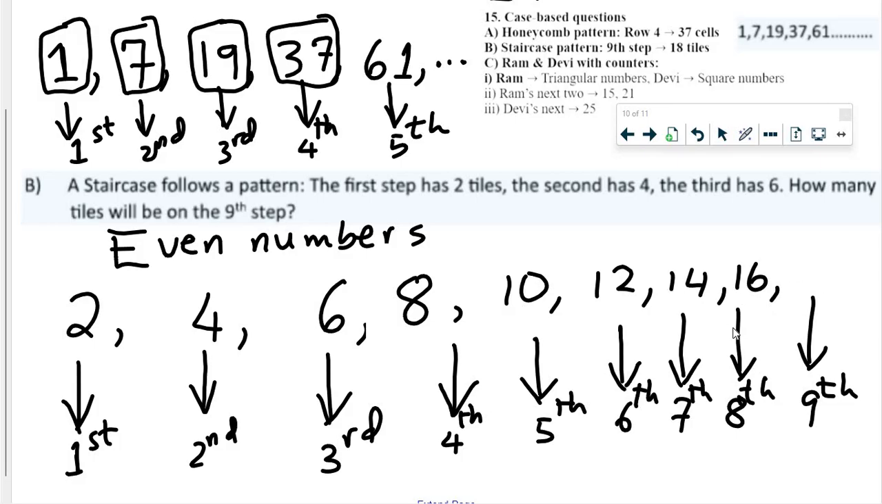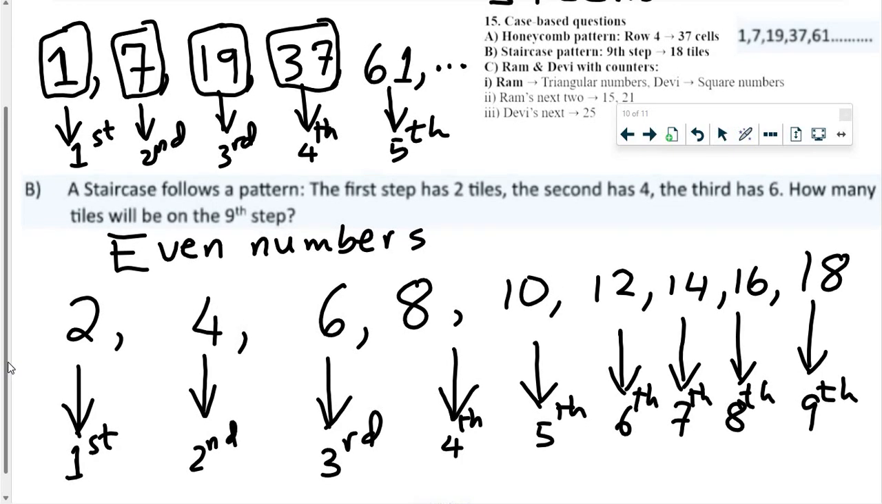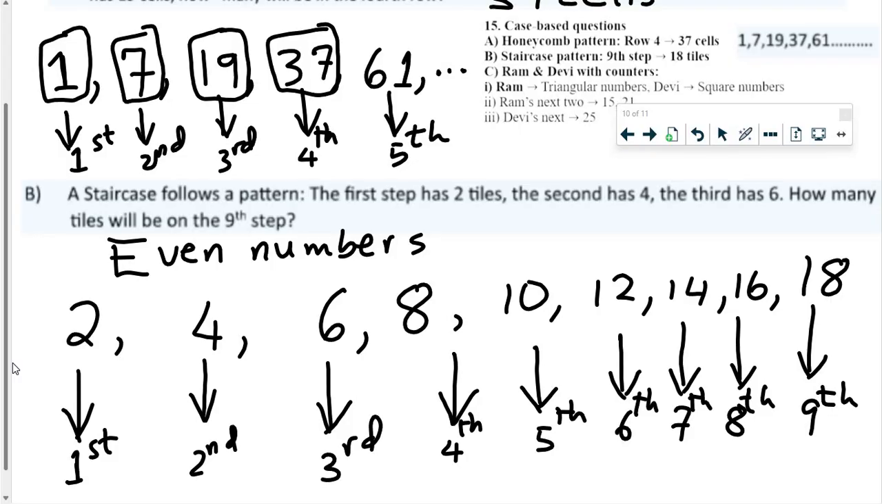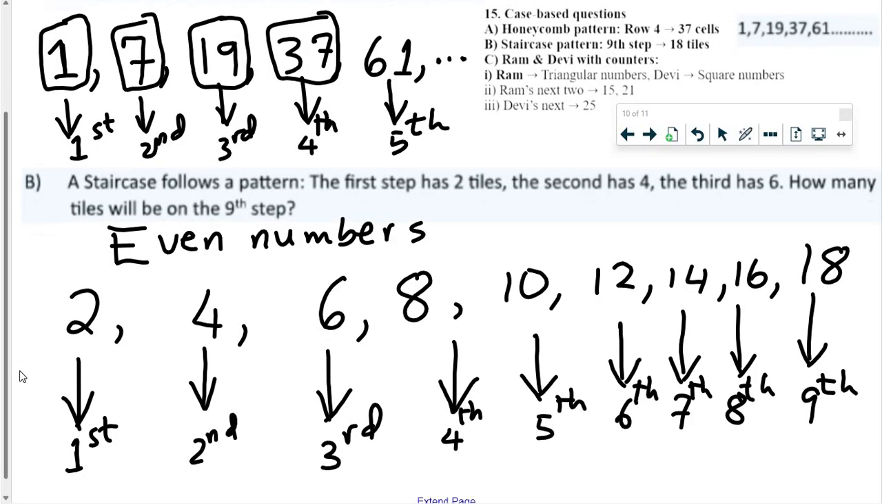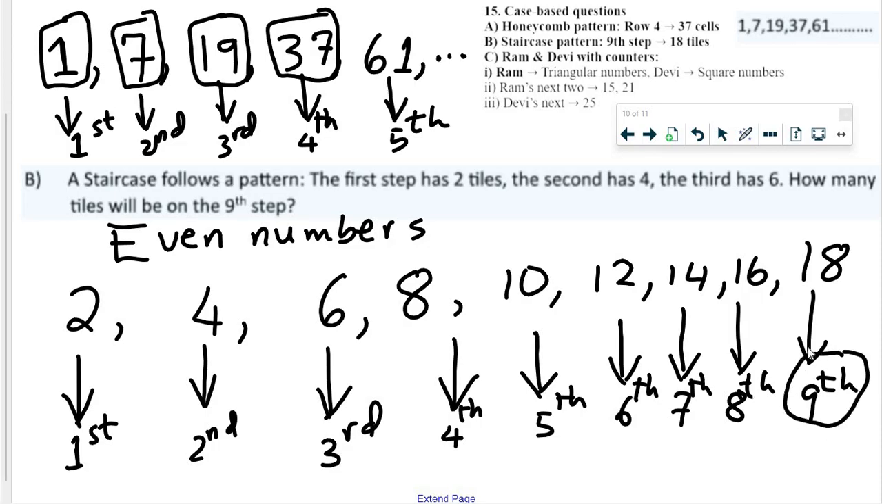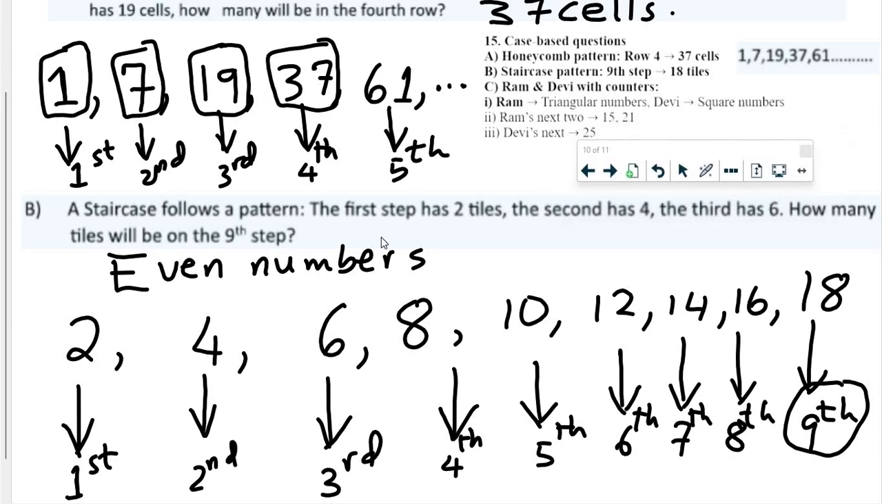Guess what? This will be 2, 4, 6, 8, 10, 12, 14, 16, 18. So a staircase follows a pattern. The first step is 2 tiles. The second is 4. Third, 6. How many tiles will be there on the 9th? On the 9th, we have 18 tiles. So you're going to write here 18 tiles.